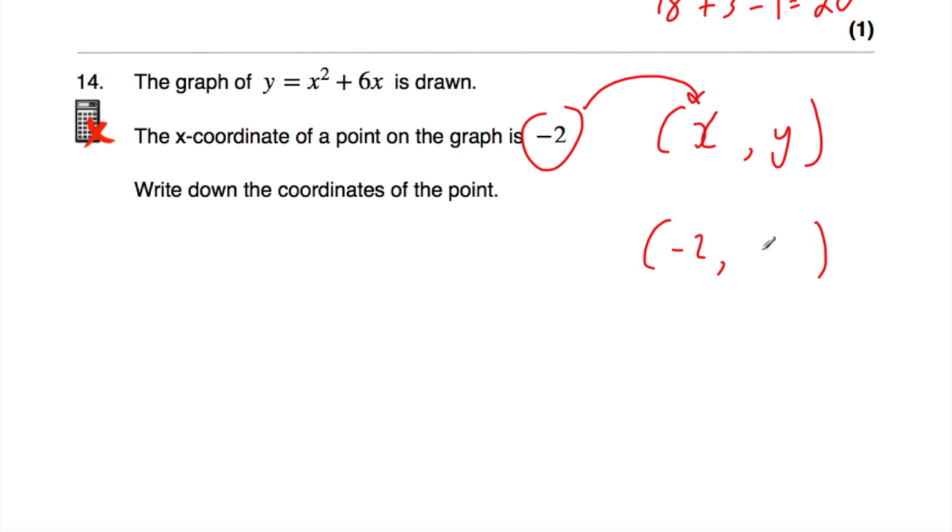So to find out what the y is, we just need to take the value of x, which is -2, and substitute it in here. So that'd be -2 squared, just squaring the value of x, and then plus 6x would be 6 times -2.